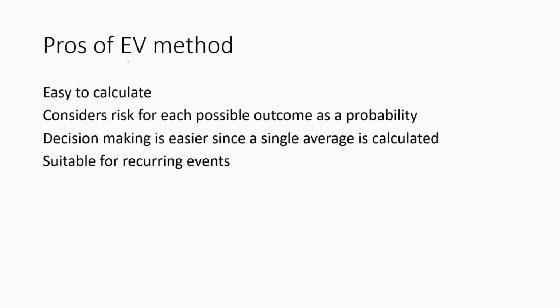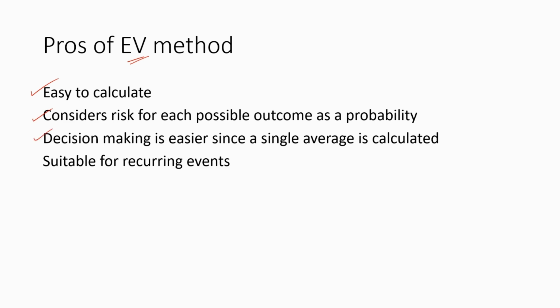Now let's discuss the pros of the expected value method. Easy to calculate. As you now know, it is a simple calculation. Considers risk for each possible outcome as a probability. Now we know the probability values are indicating the risk for each outcome. So this method considers risk for each possible outcome. This is a pro of this method.